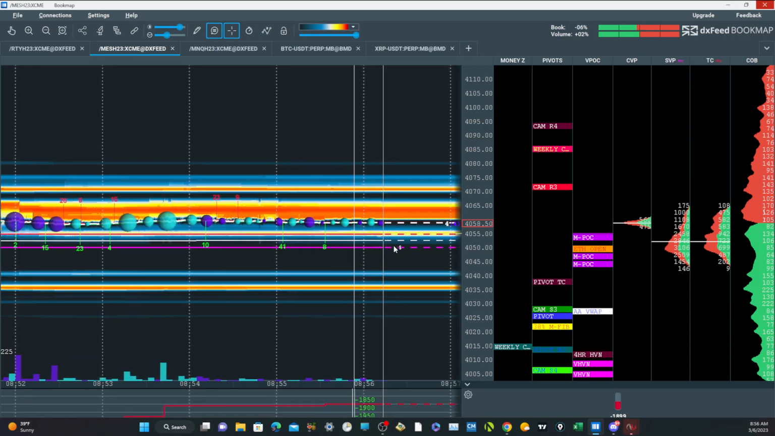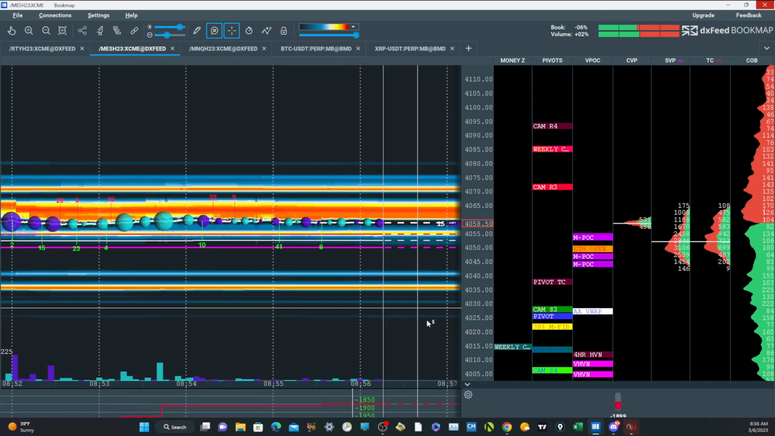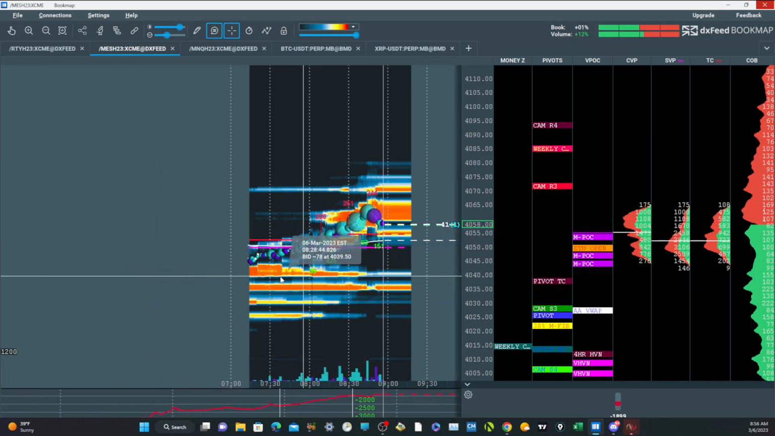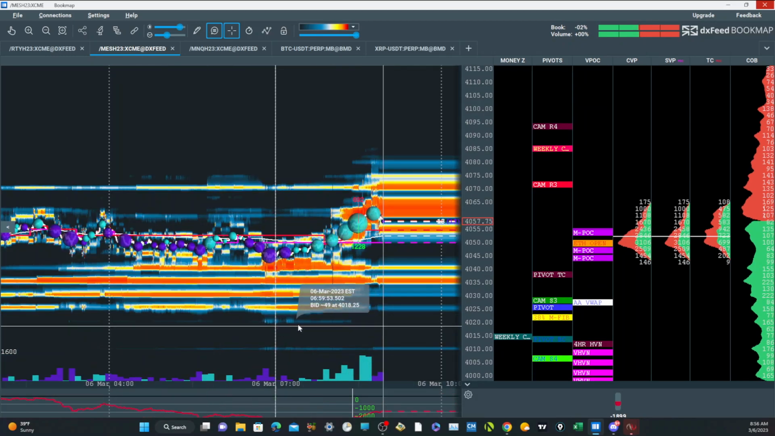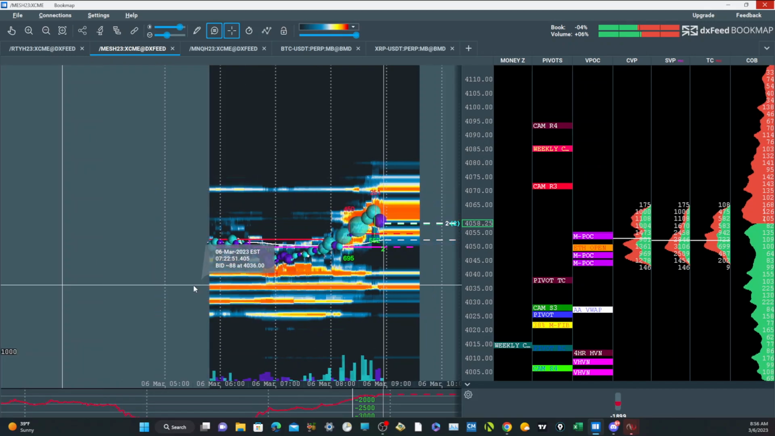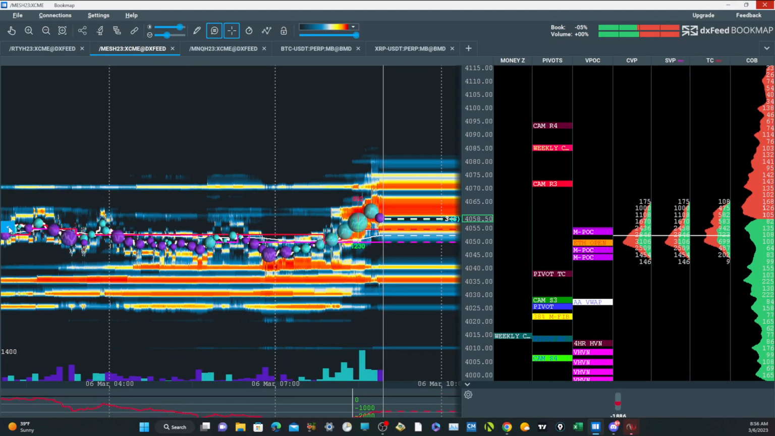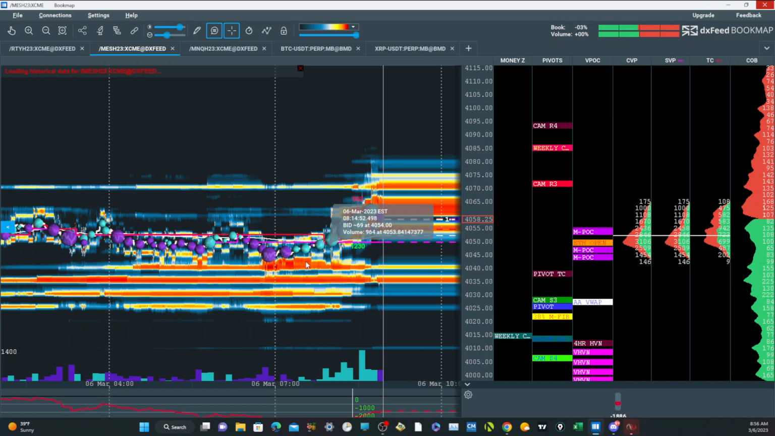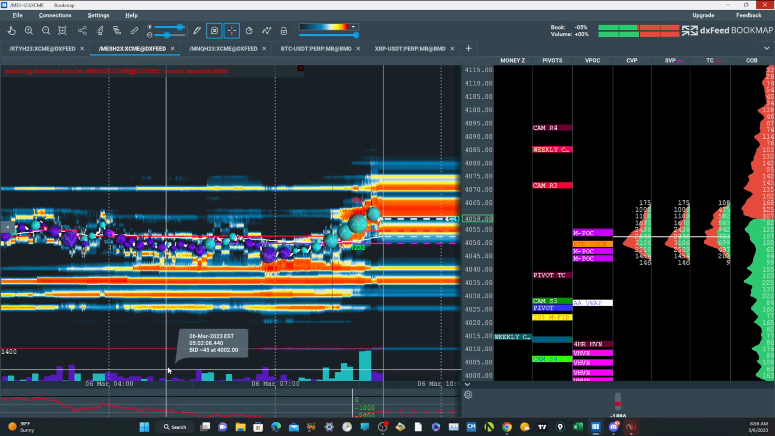So I was actually looking for a buy around this area, but let me pull this back a little bit to the beginning of the session. Or I might have to load up some more. Let me see here. Yeah, I'm only going back to 4 o'clock. So let me try and get a little bit more.